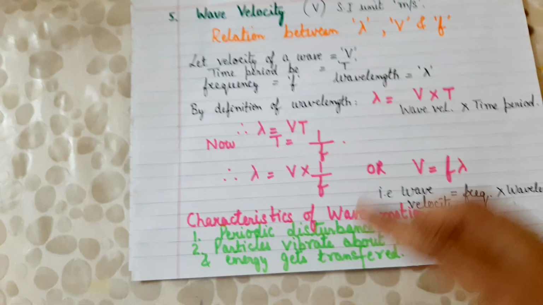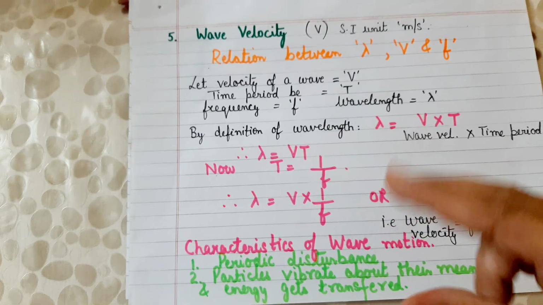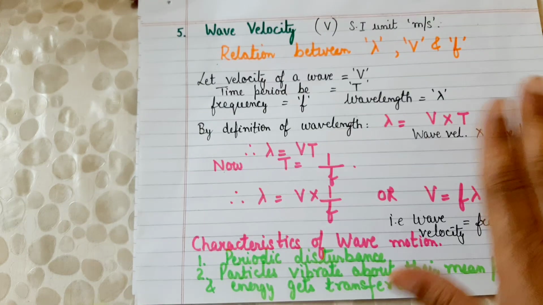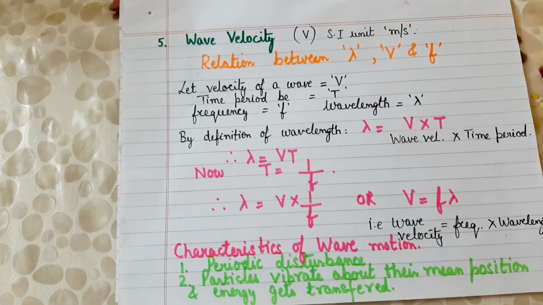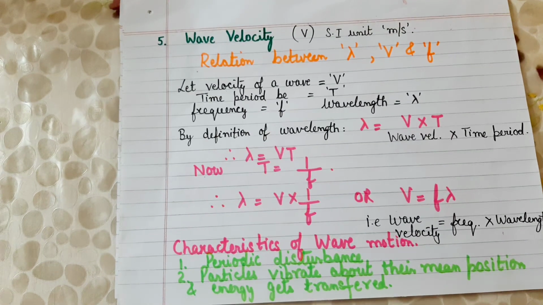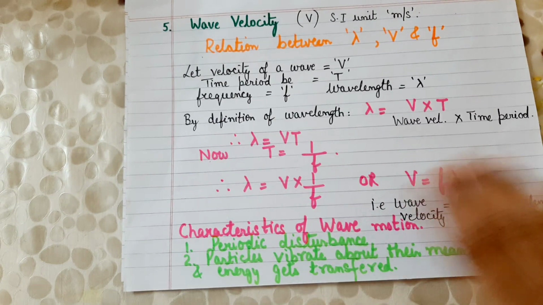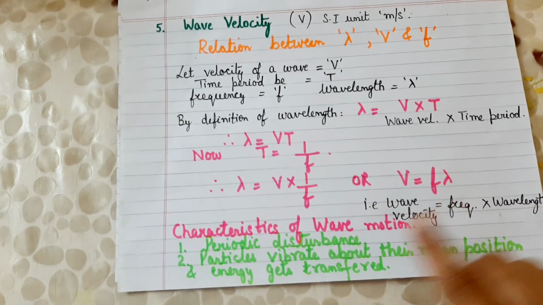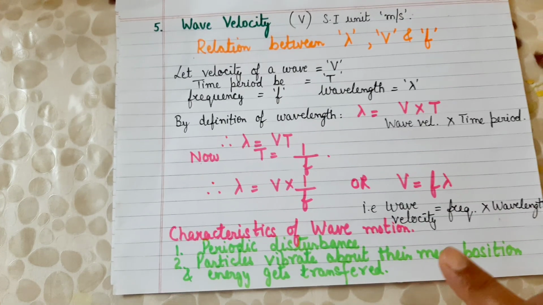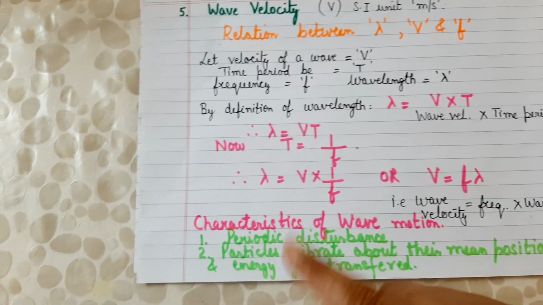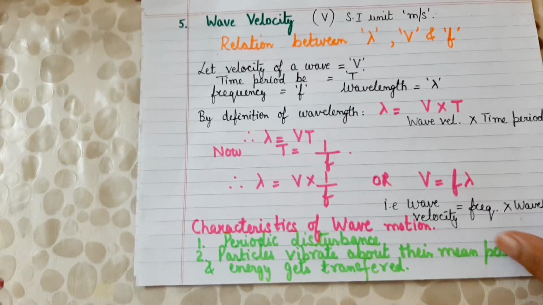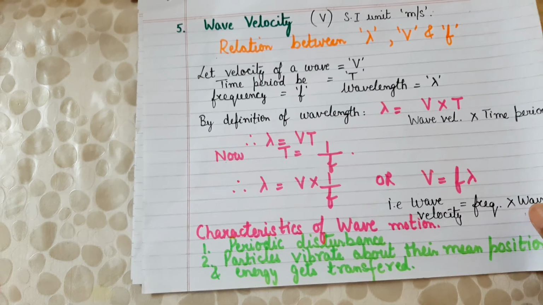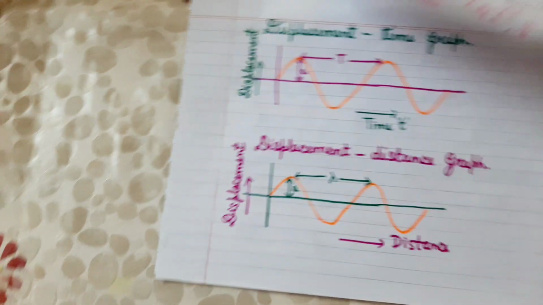And secondly, the particles vibrate about their mean positions. They do not leave their positions. You remember I told you one of the requisites is inertia and elasticity. So in case of any type of wave, whether it is longitudinal or transverse, the particles just vibrate about their mean positions and the energy gets transferred from one particle to the next particle. So children, you have to remember the characteristics of the wave motion.